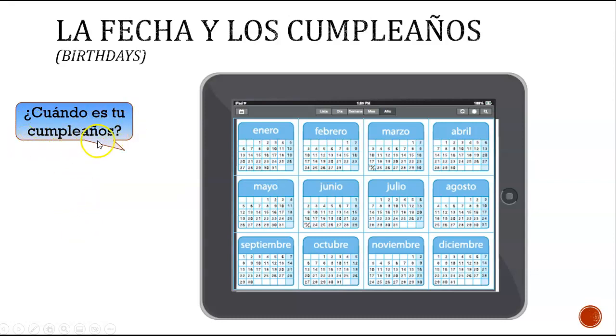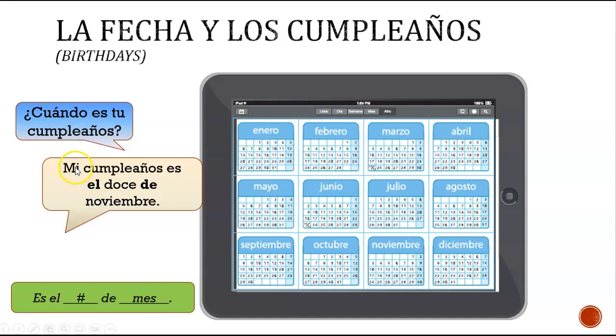¿Cuándo es tu cumpleaños? So we're going to learn how to answer the question, when is your birthday? In a more medical context, it would be, ¿cuál es tu fecha de nacimiento? So you need to learn the word fecha for date and nacimiento for birth. I'll give you an example. Mi cumpleaños es el 12 de noviembre. Right over here, el 12 de noviembre. And the formula for date is use es, el before your number, and de before your mes.